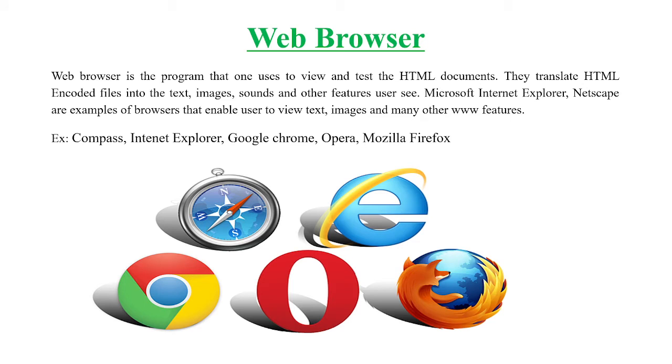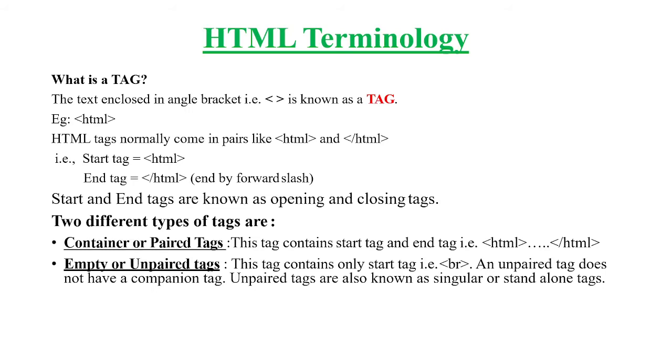And in this slide, we have presented web browsers in two different rows. The first row contains the Compass web browser and Internet Explorer, and in the second row, Google Chrome, Opera, and Mozilla Firefox are the different web browsers that can be used in order to execute our HTML documents. Now let us move to HTML terminology.